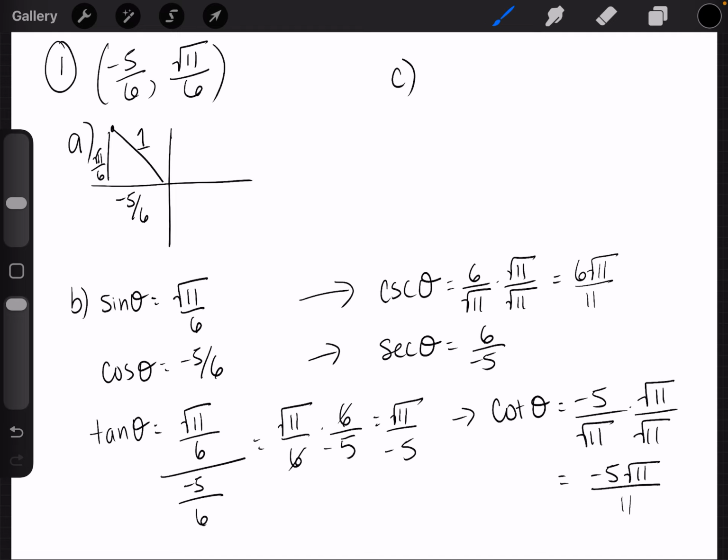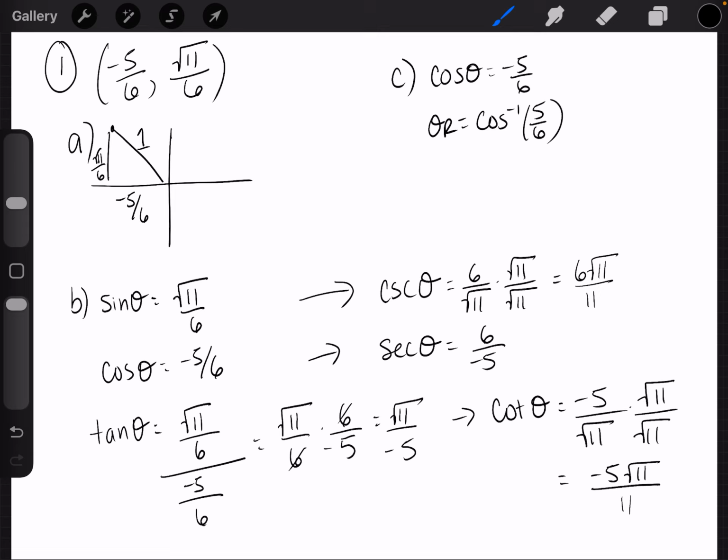Question C I'm going to do up here. Determine the angle in standard position. You can choose any of these ratios down below. I'm going to pick sine because it's a pretty easy one. Or cosine maybe. So we know cosine theta is negative 5 over 6. If I wanted to find my reference angle, you would do the inverse cosine of positive 5 over 6.